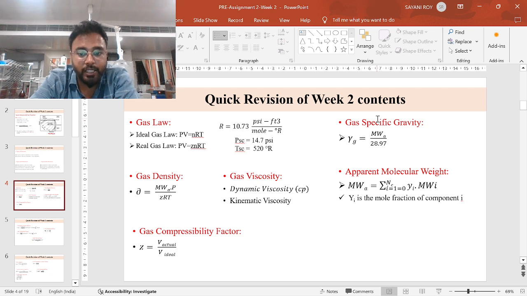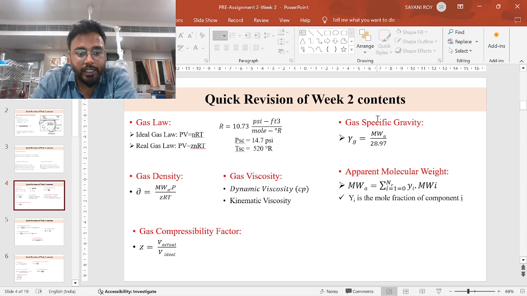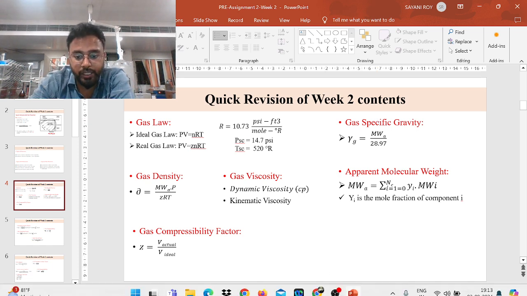That means we'll multiply the mole fraction into the molecular weight of each component, then add this with the mole fraction and molecular weight of the other components present in the gas that we'll be dealing with. Next is the gas compressibility factor. Its formula is Z equal to volume actual by volume ideal. So the gas compressibility factor is the volume of gas that is actually present divided by the volume of the ideal gas. Write down this formula, then we can go to the next slides.